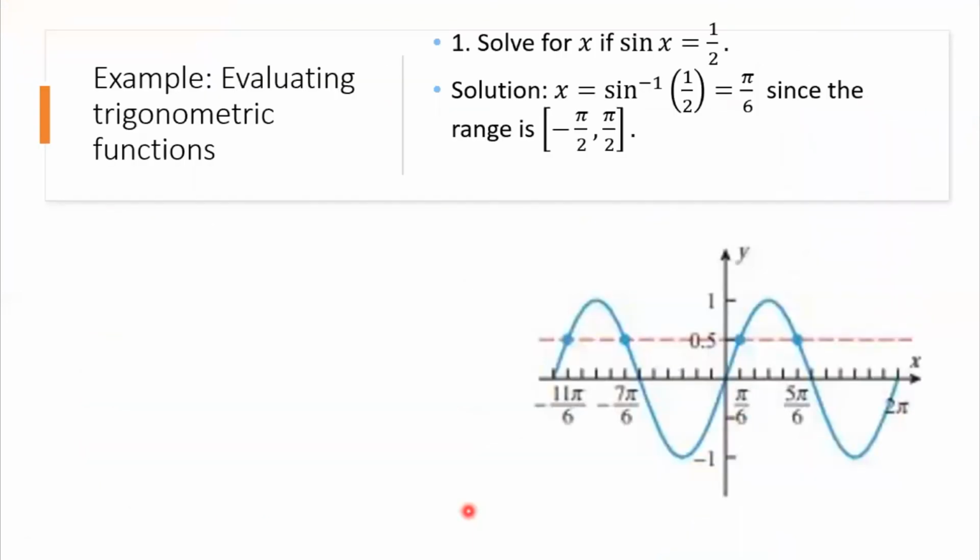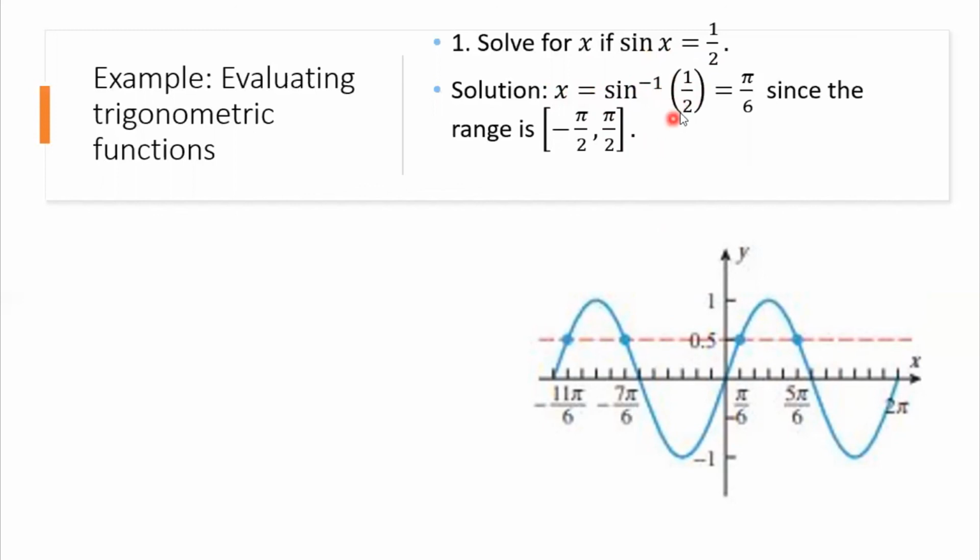So another example, last example, solve for x if sine x is equal to 1/2. So what does this mean? Actually, this is just the same as the one that we did earlier. Solve for x if sine x is equal to 1/2. This means we are going to solve for the angle whose sine is 1/2. So x is defined as the sine inverse of 1/2.